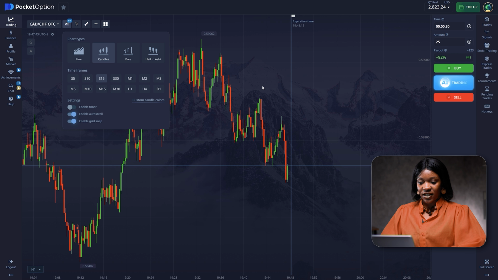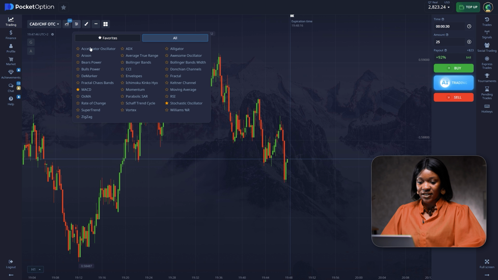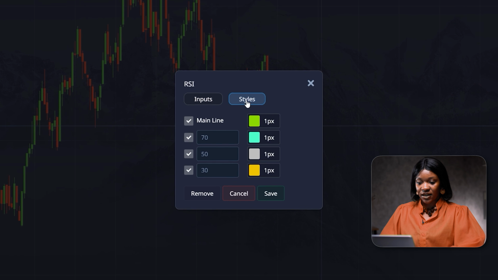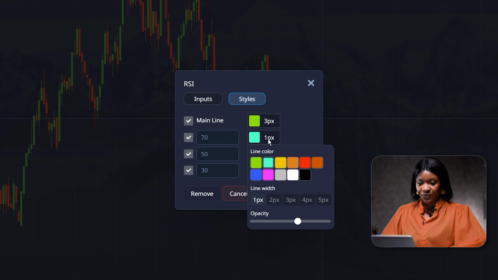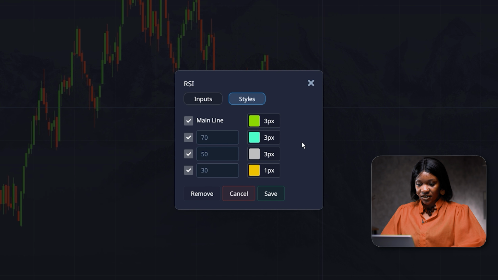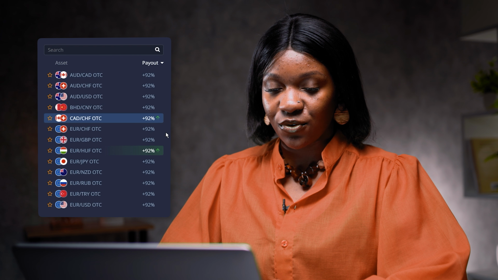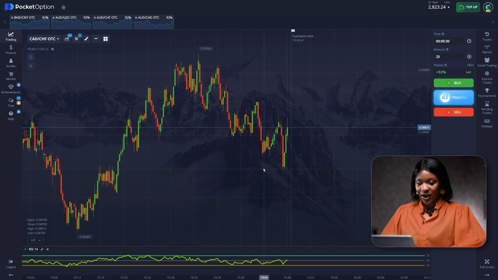Today's star indicator is the RSI indicator. And let's make sure its visibility is clear and understandable. Set the line thickness to 3 pixels. Great. Now we will choose 4 currency pairs. All right, let's see what we have here.